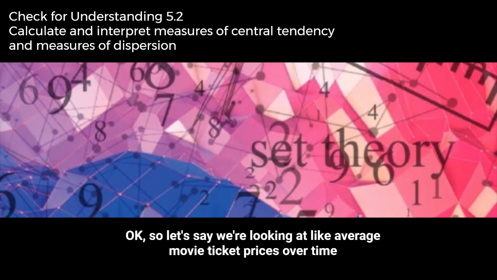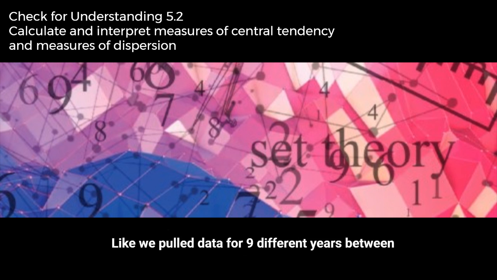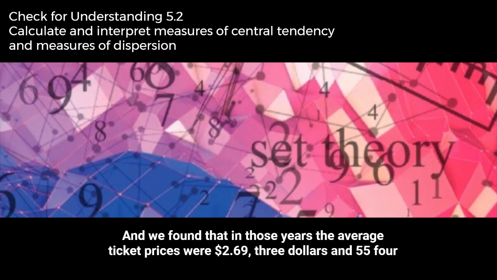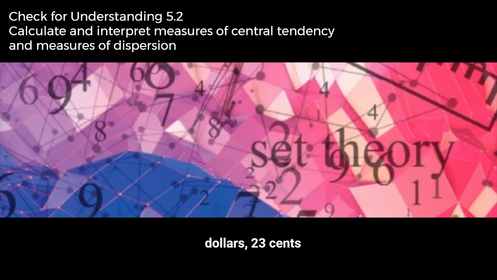Let's say we're looking at average movie ticket prices over time. We pulled data for 9 different years between 1980 and 2019 just to see how ticket prices have changed. And we found that in those years, the average ticket prices were $2.69, $3.55, $4.23, $4.35, $5.39, $6.41, $7.89, and $9.16. To find the mean ticket price, we'd add up all those prices.